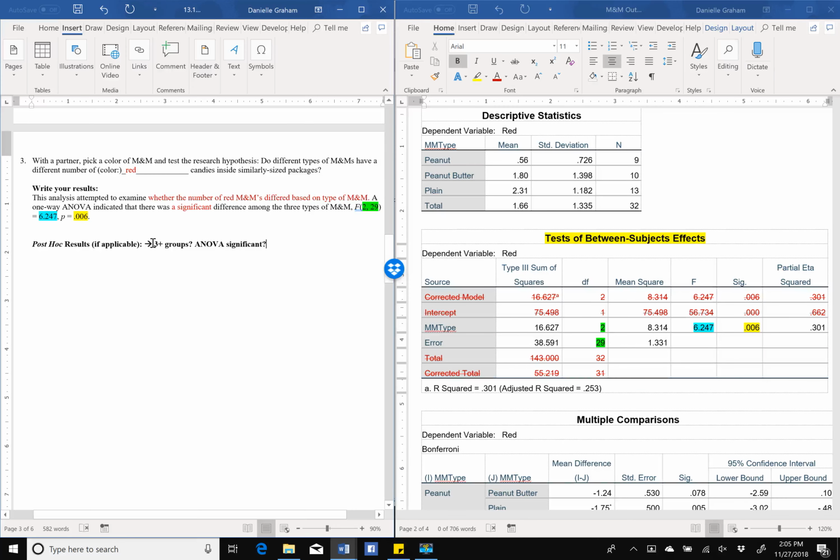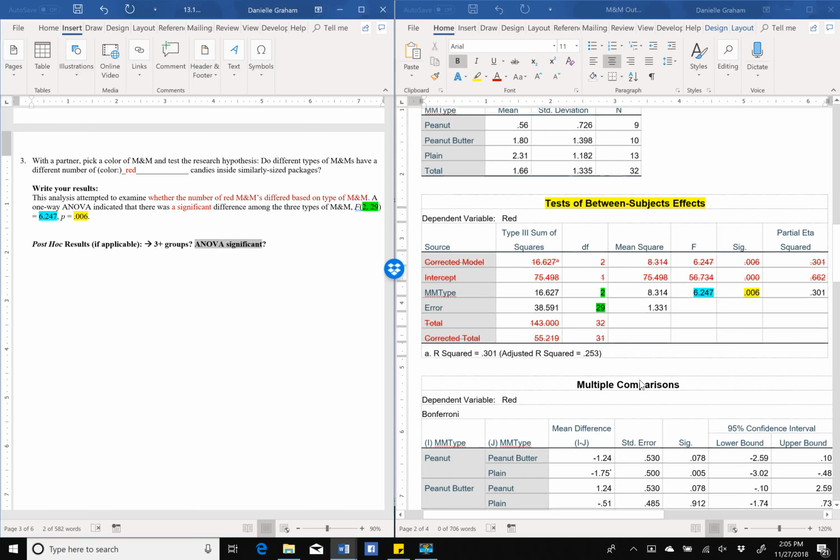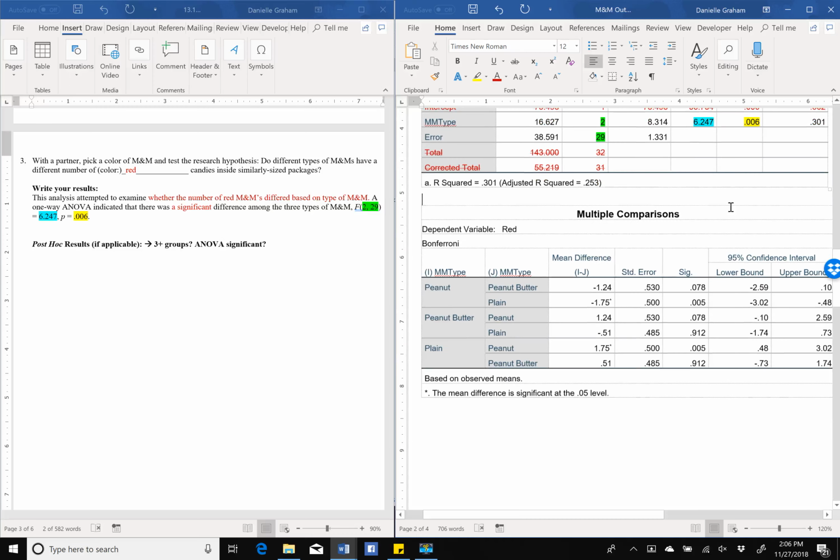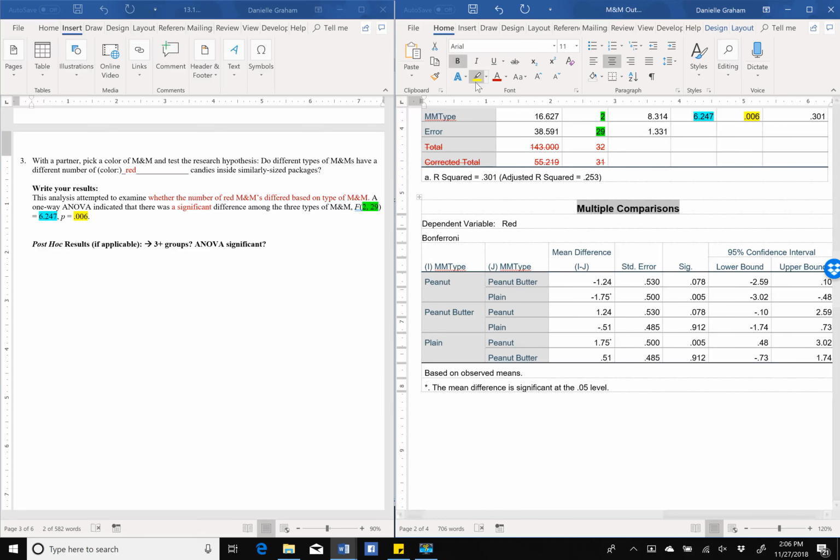So generally, if I give you an ANOVA, that's because we have 3 or more groups. So then the question you need to ask is, is our ANOVA significant? If yes, we need to look at the multiple comparisons table and do post hoc tests. If the answer is no, it's not significant, then you just stop right here. In this case, it was significant. P is 0.006. So we have to now look at this new table, the multiple comparisons table.